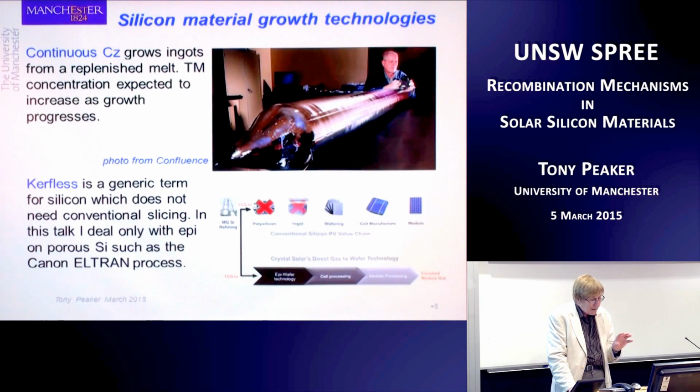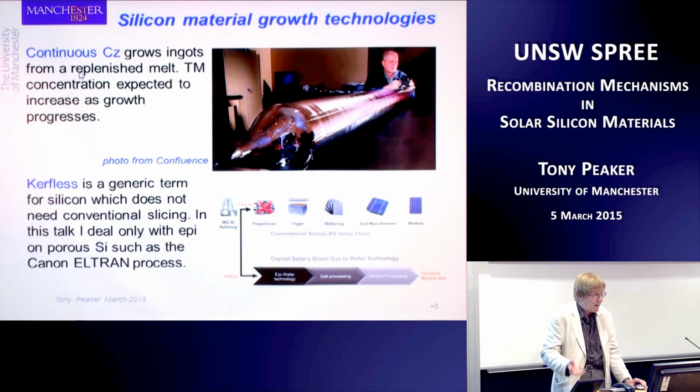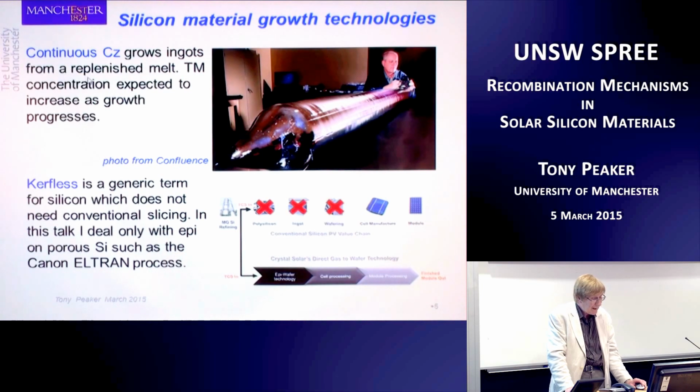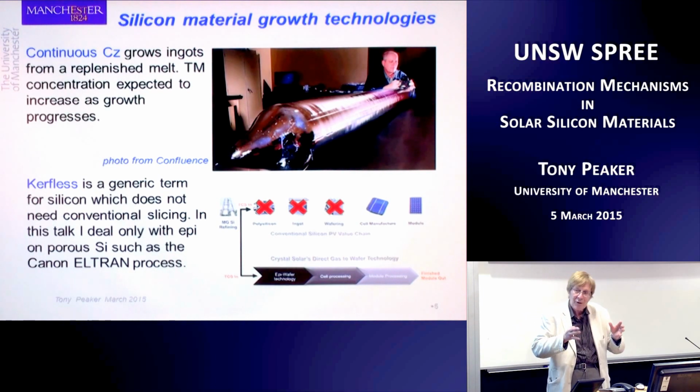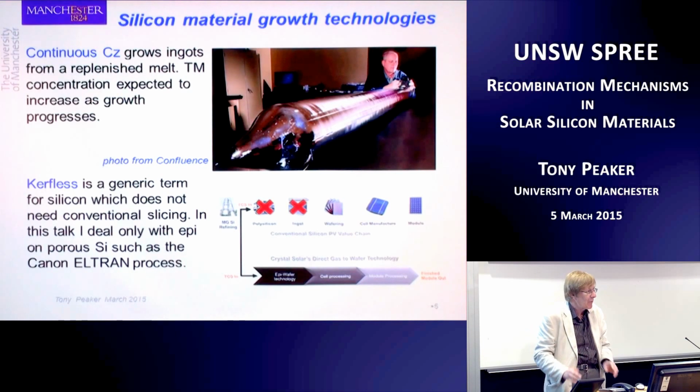The two techniques that I've got here are not as widely used. They're still really at the experimental stage, although both have been used in various methods for a long time, but they're still not, as far as I know, in production for solar. So continuous Czochralski is not really continuous. You just can't continue to grow a large ingot through the roof of the building and up into the sky. It just becomes too heavy and you can't support it.